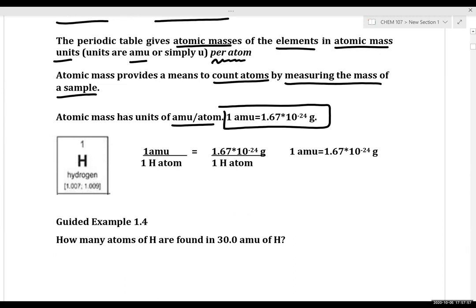Okay, so for hydrogen, for example, the atomic mass is about 1 AMU, and this is 1 AMU per hydrogen atom, which roughly correlates to about 1.67 times 10 to the negative 24th grams per hydrogen atom. So just like in our earlier examples of pennies and quarters, we have a direct relationship between the mass and the number of atoms of a given element.